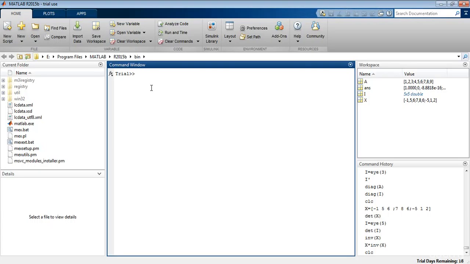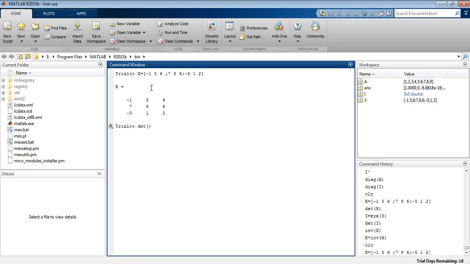For example, assume that we define our desired matrix as follows: -1, 5, 6, 7, 8, 6, -5, 1, 2. And now type det x and hit enter. You can see the output of this function is only a number.